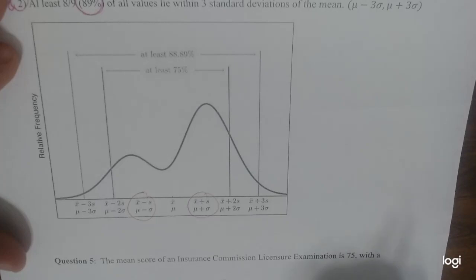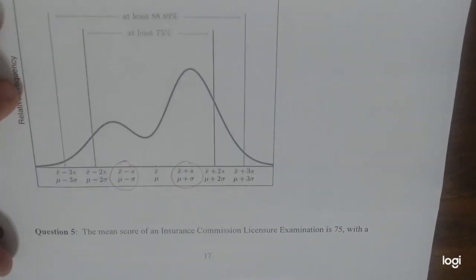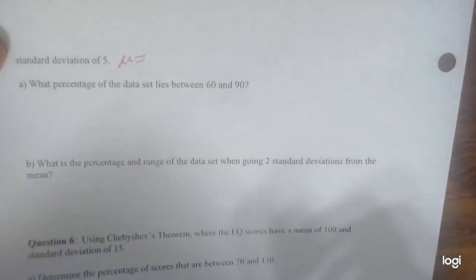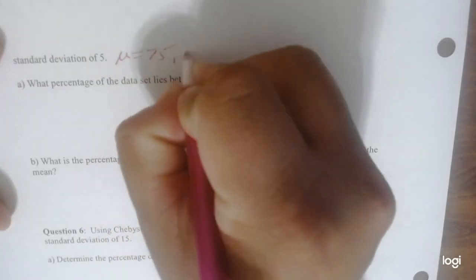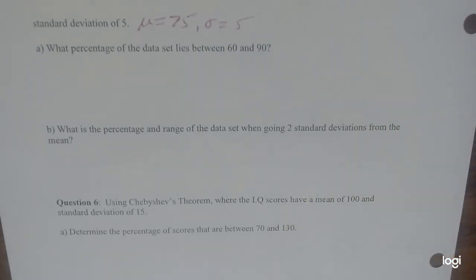So why don't we try an example like this? Question 5 at the bottom says the mean score of an insurance company lecture examination is 75 with a standard deviation of 5. So let me just write this down here. Mu is 75, sorry, and sigma is 5 in this case. The question is, what percentage of the data set lies between 60 and 90?